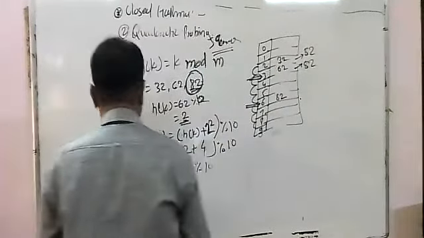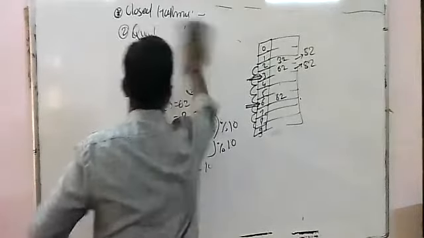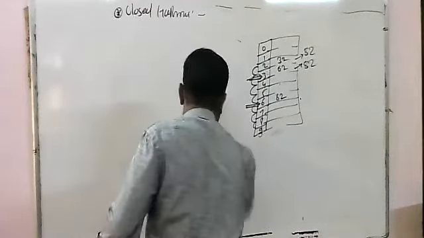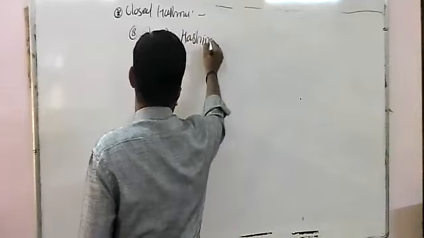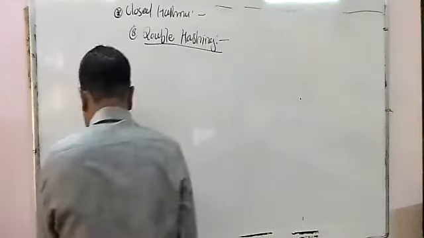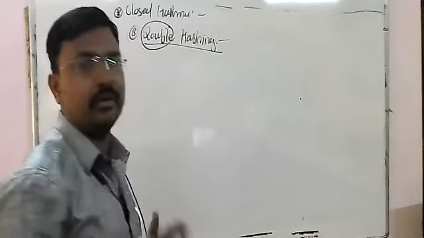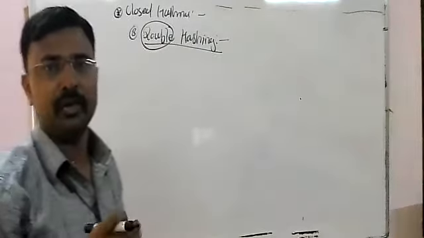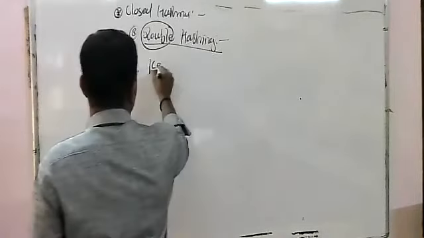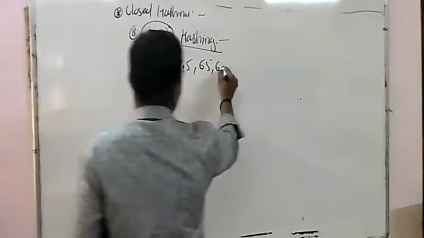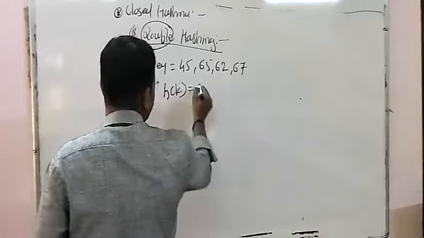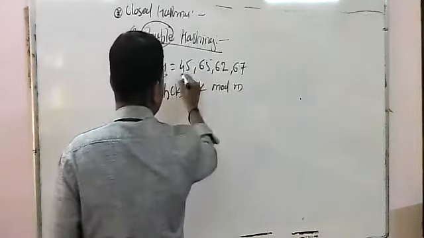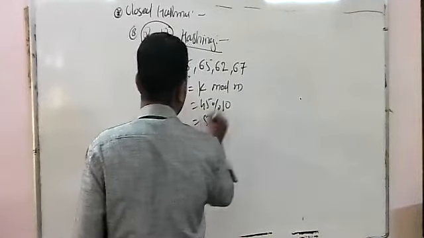Then next is double hashing, the last technique we are going to see, that is closed or double hashing. In double hashing, what do we have to do? The simple meaning is that double hashing means we are going to apply two hash functions. For example, take the keys 45, 65, 62, 67, maybe any values. First hash function: k mod m, so 45 mod 10 is equal to 5.